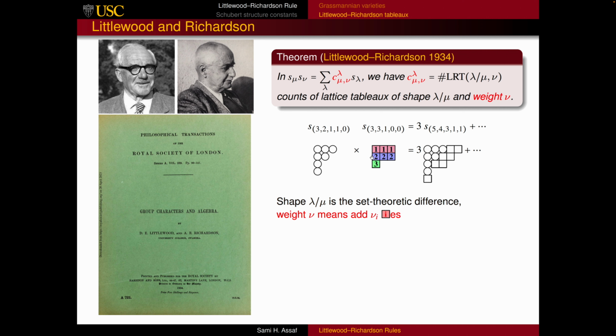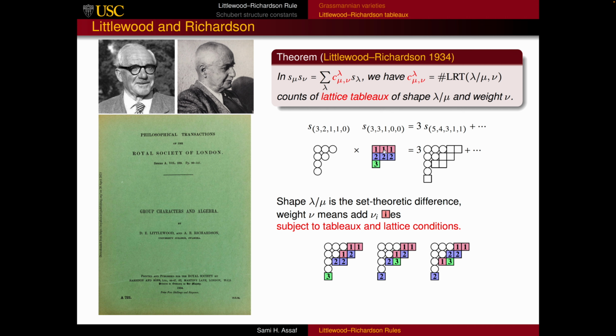For nu, we're going to take the standard filling, which is all ones in the first row, all twos in the second row, all threes in the third row, and so on. This gives us the weight. And now we're going to put these boxes over here, subject to the lattice conditions. And before we saw in our example, we got 3. That's why it's 3. This is the combinatorial rule that Littlewood and Richardson came up with.